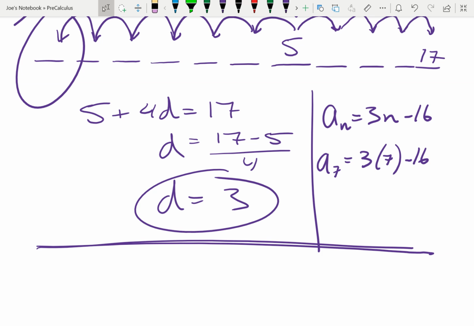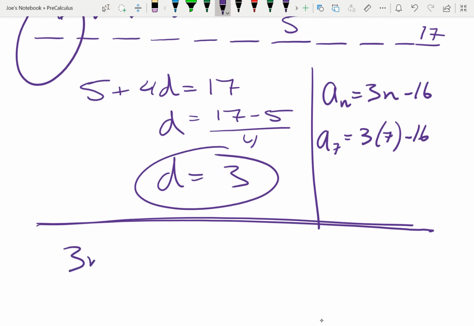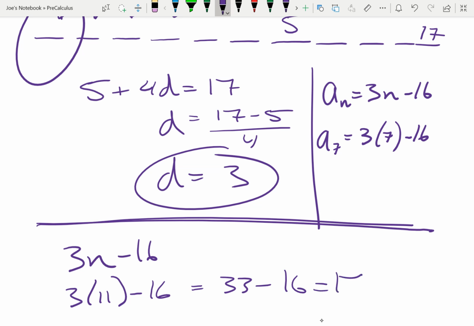Okay. Do you want to check it's right? If I think the answer is 3n minus 16, and I know my 11th term is 17, it should be 3 times 11 is how much? Minus 16. Oh my goodness, I'm writing the answer. Is 33 minus 16 equal to 17? Yes, it is. So you're good.